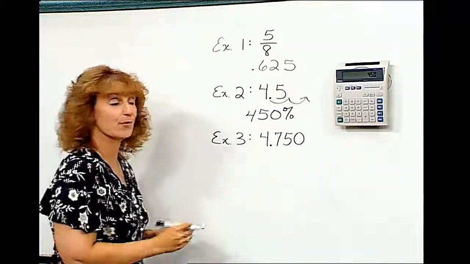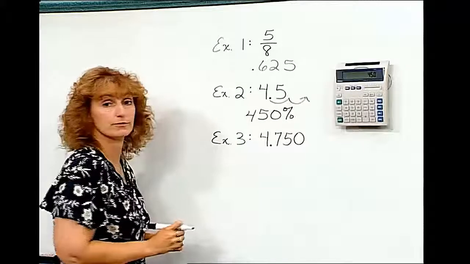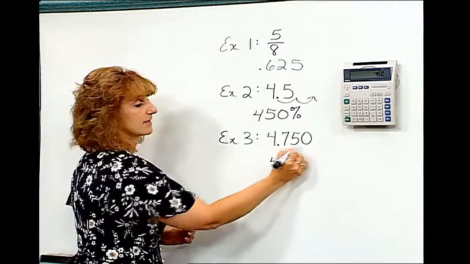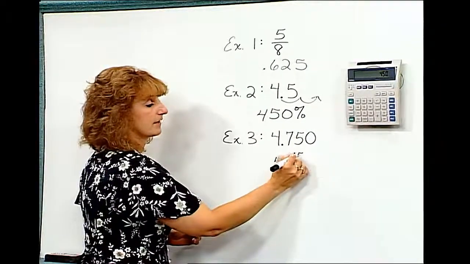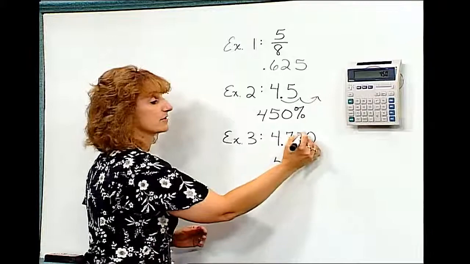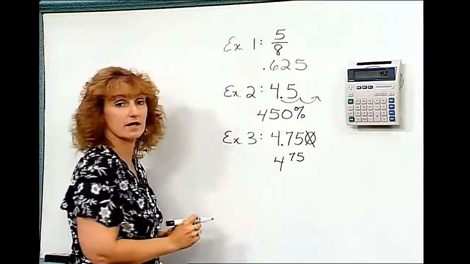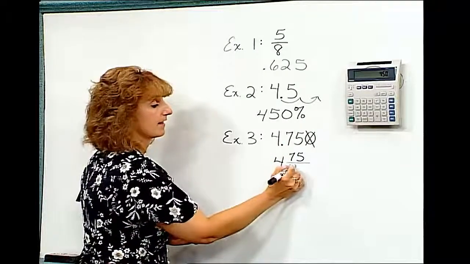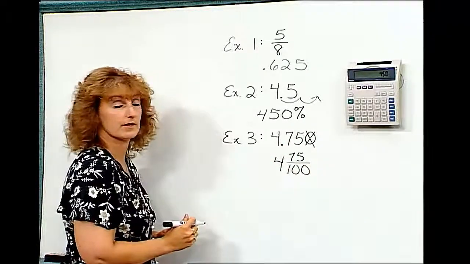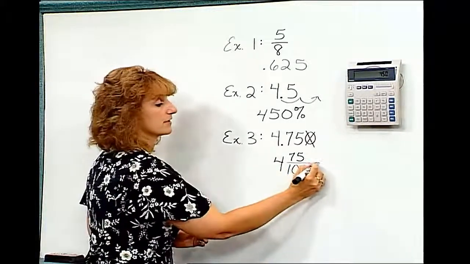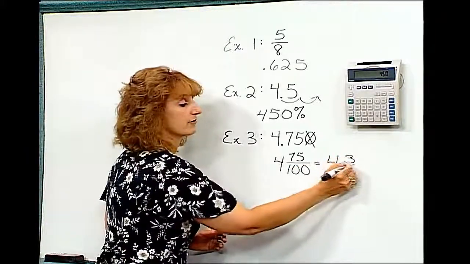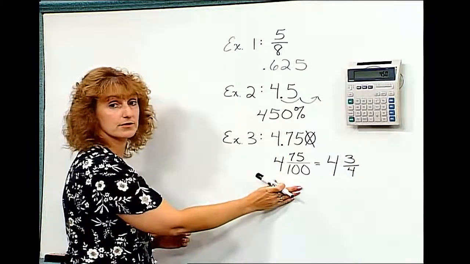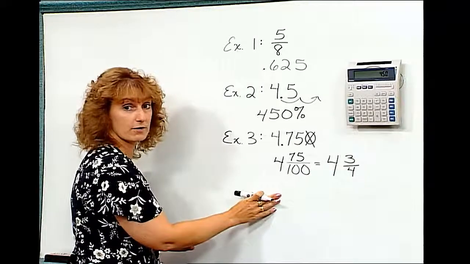In our third example, we have 4.750. To change that to a fraction, we have to realize that the 750 can be made into a 75 because the 0 at the end of a decimal is not necessary. Since there are 2 places after the decimal point, that would be 100. 75 over 100 simplifies to 3/4. If you have a calculator with a fraction button, you can put this in and it will simplify it for you automatically.